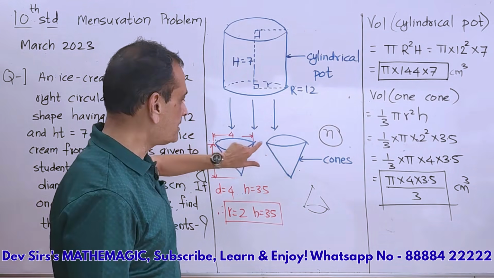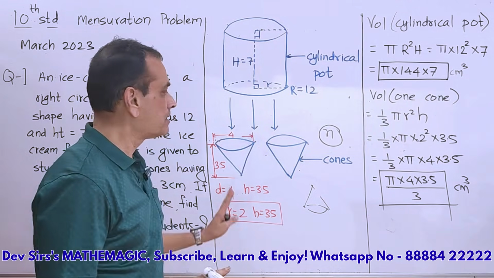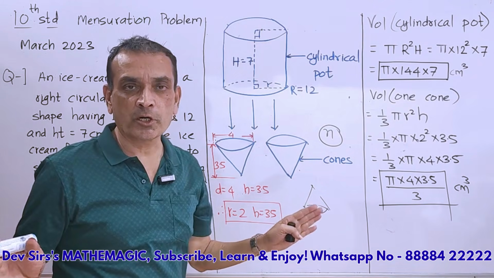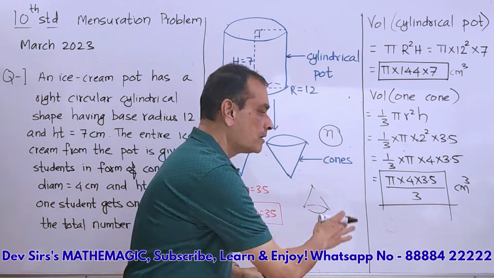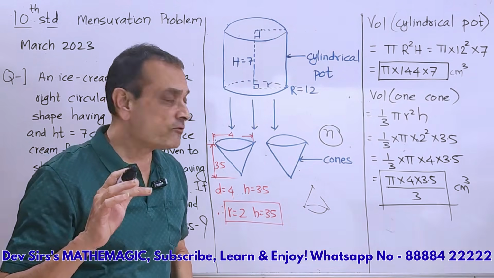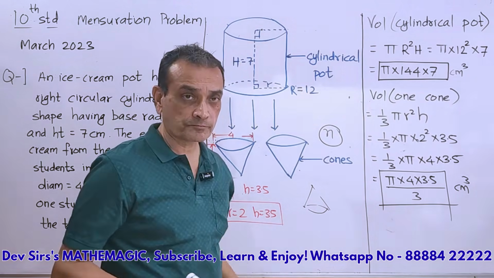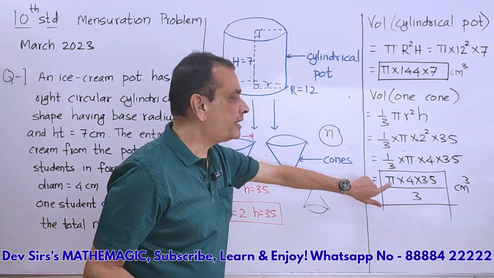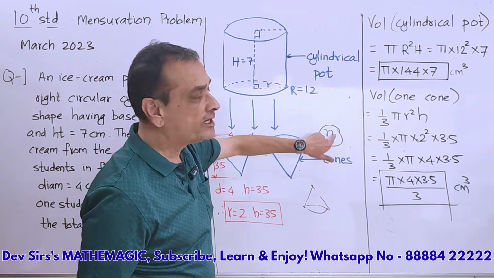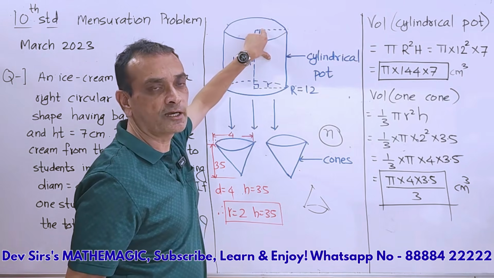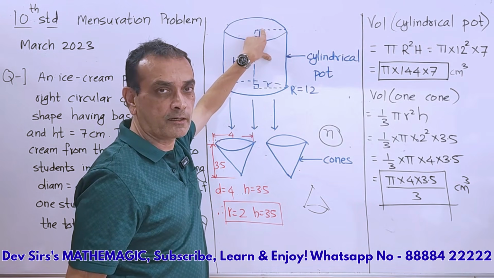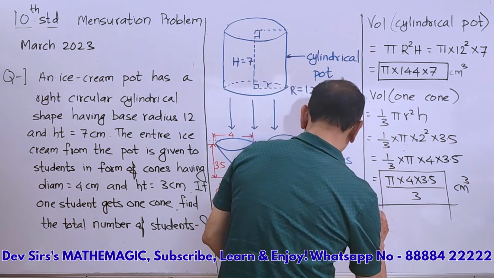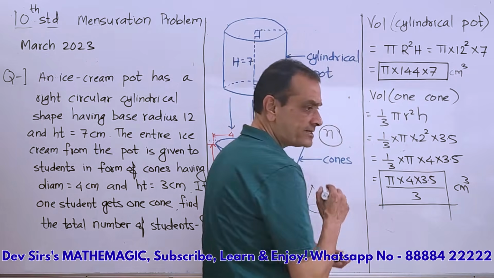Okay, so this is the smaller diagram, smaller parts. Big cylinder, one single pot. There are many such cones. If you call the number of cones as n, then what is the formula? Volume of one cone into n number of cones will give you the volume of the total cylindrical pot. Okay, so let's write the formula.